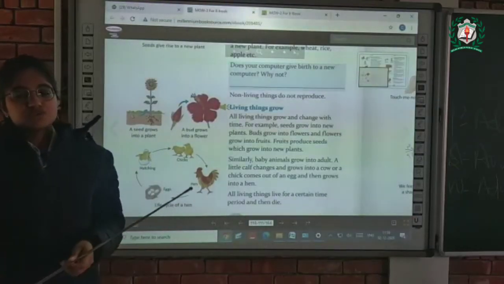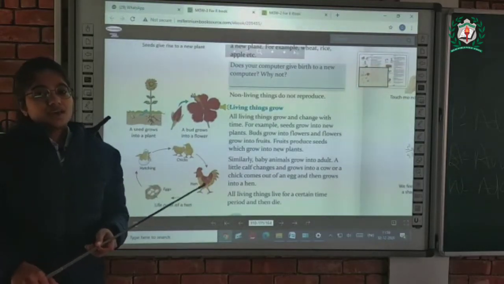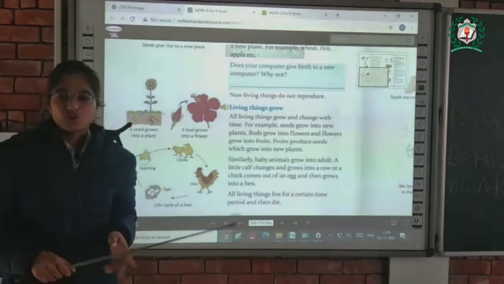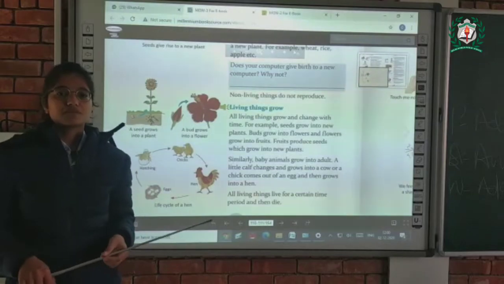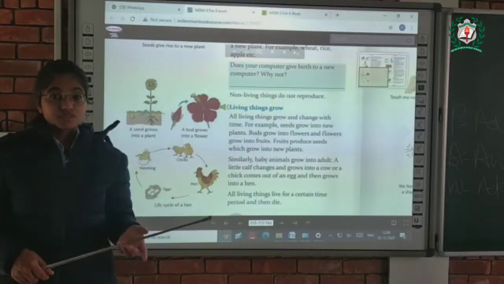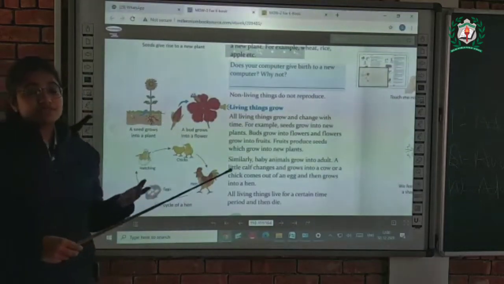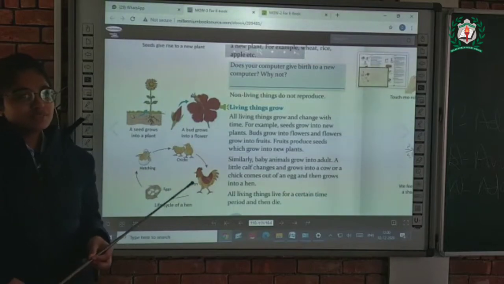The next characteristic of living things is that they grow. If you have observed, a few years back you were a very short and little kid, and today you must have become a taller person, a taller child. So all of the living things, all of the living beings grow. This is also a characteristic of living things.